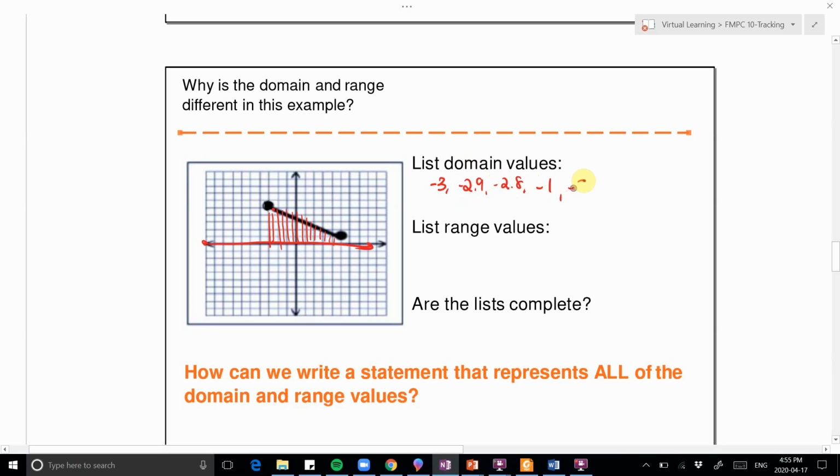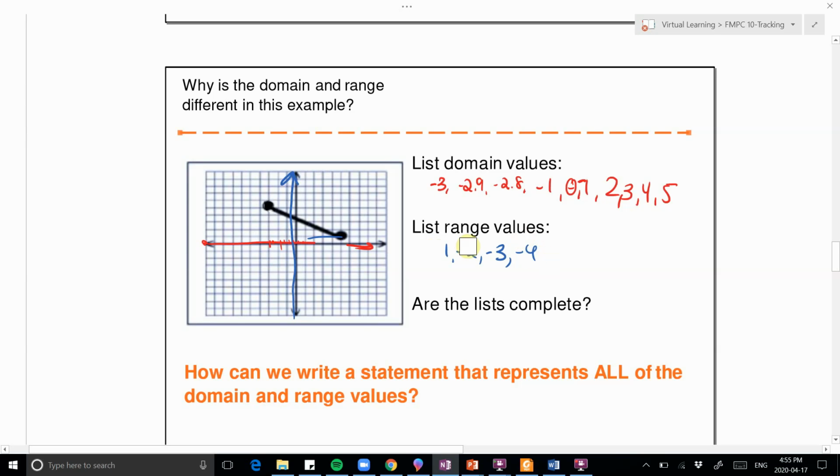-1, 0, 1, 2, 3, 4, 5. And for my range, the same thing. When I hit here, that 1, I'm just going to erase these so we can see. And we're going to move up, right? So I hit this 1, and it also touches at 2, and it also touches at 3, and it also touches at 4.